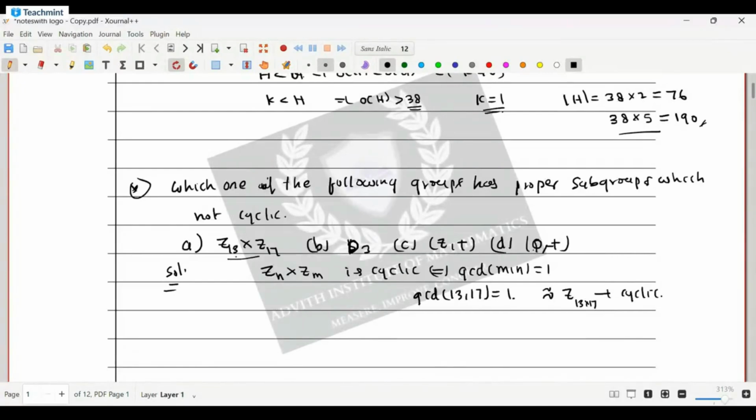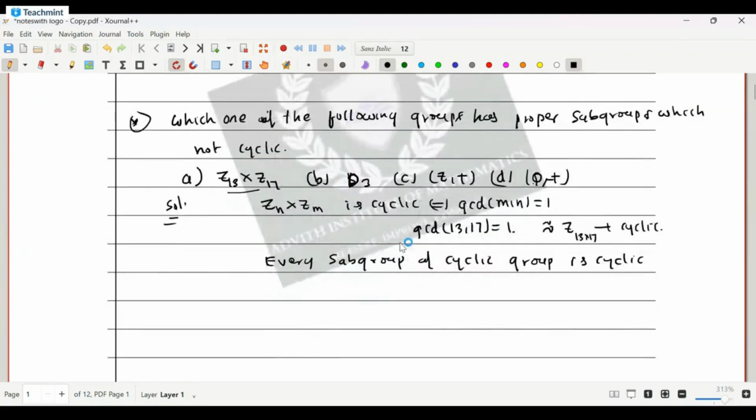So every subgroup of a cyclic group is cyclic. Therefore option A has no non-cyclic subgroups. So this is wrong.